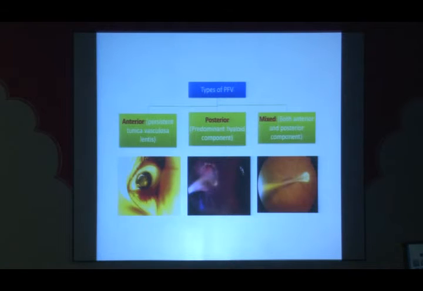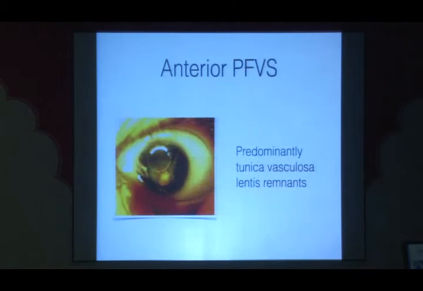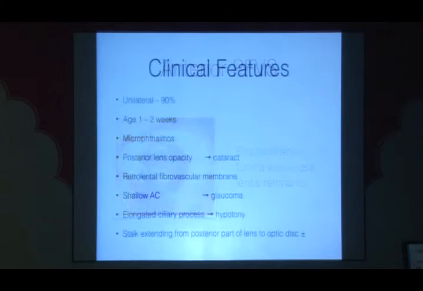This can be either anterior, posterior, or mixed. The anterior is mainly the remnants of the tunica vasculosa lentis, the posterior is the hyaloid component, and you can have a mixture of both as well. So anterior, this is mainly the representative. It can be unilateral and can usually have microphthalmos. Rarely it can lead to buphthalmos because of secondary glaucoma.